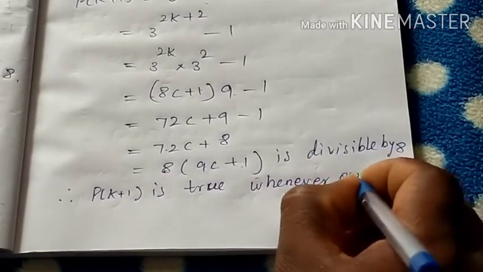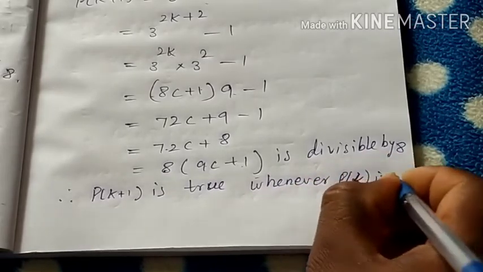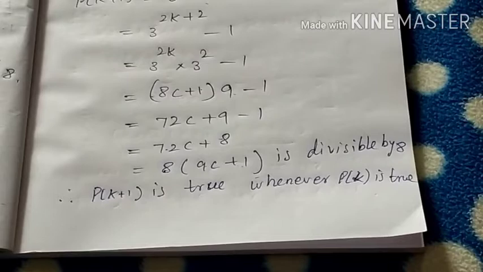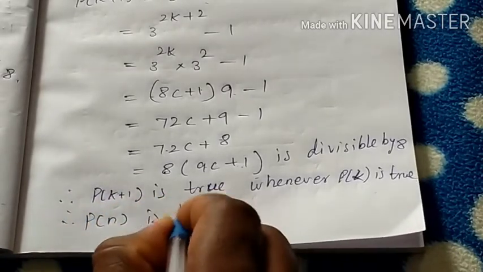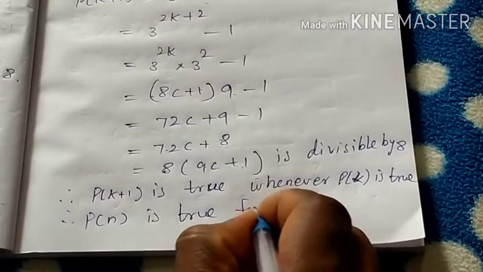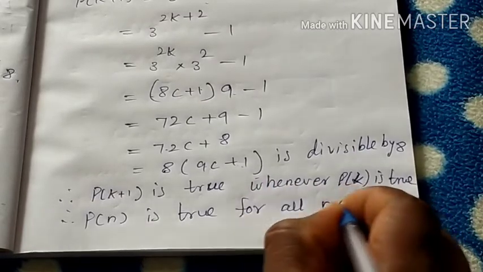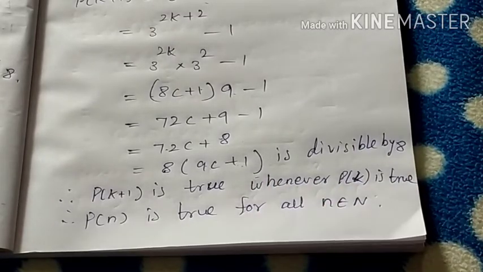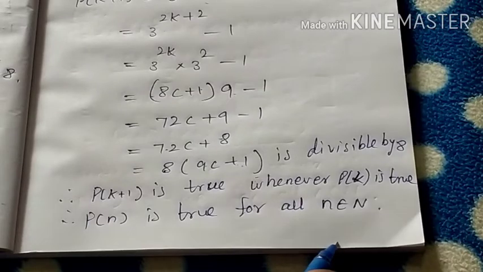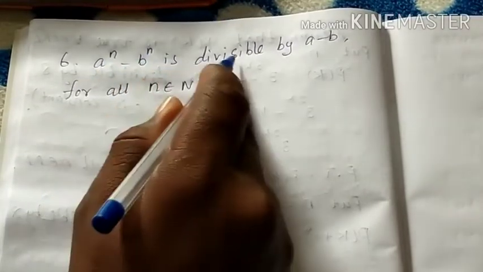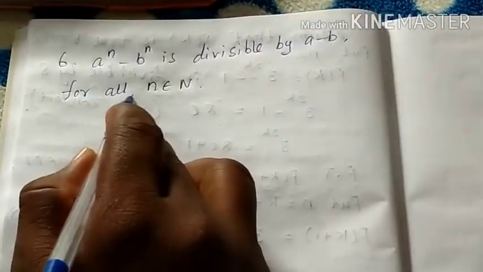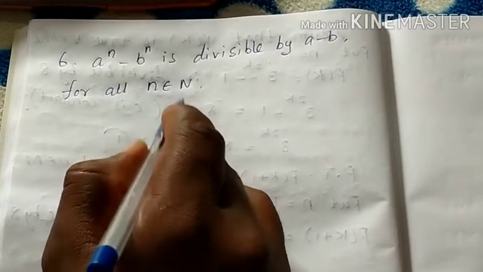whenever P of k is true. Therefore, P of n is true for all n belongs to N. Have you understood? Next, sixth question. A power n minus b power n is divisible by a minus b for all n belongs to N.